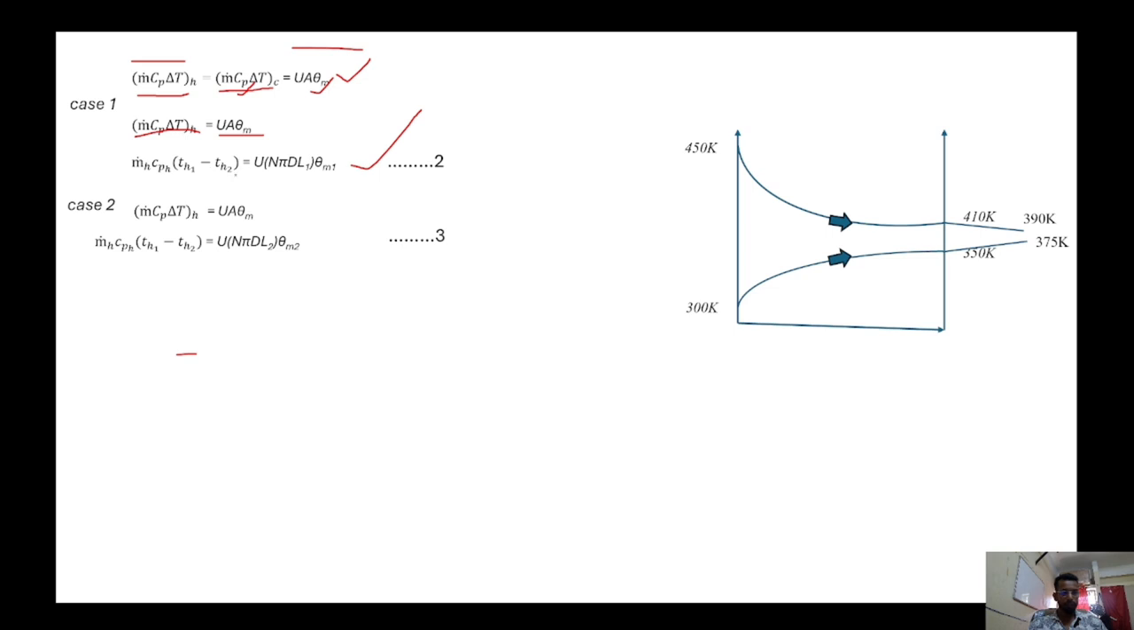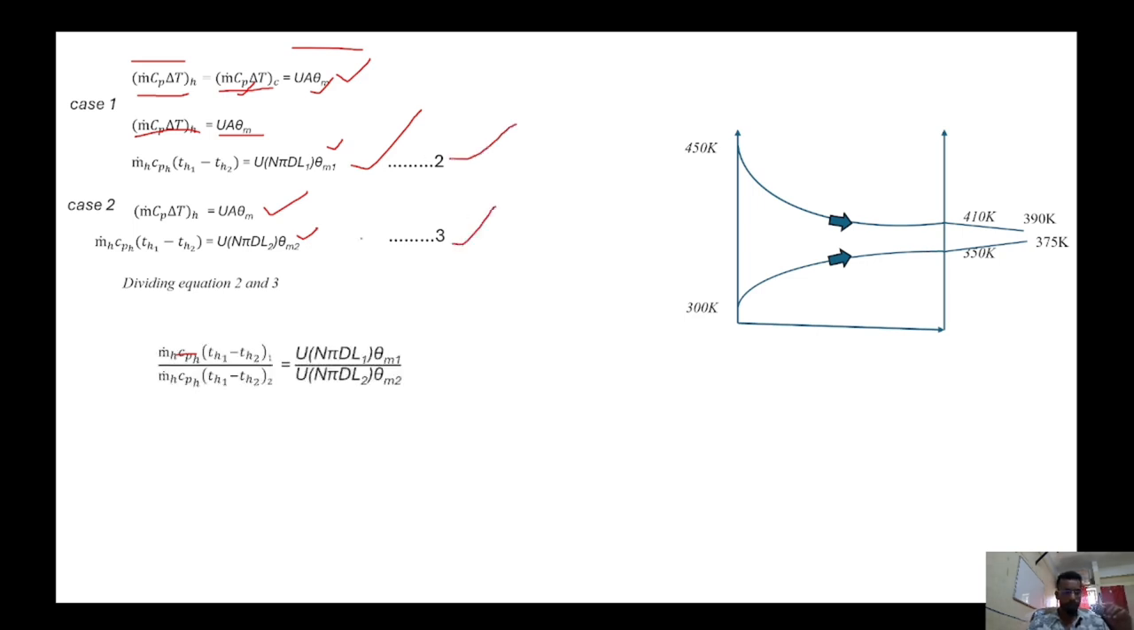mHCpH (TH1 minus TH2) is equal to U, n is the number of tubes, pi d L is the area of a tube, so n into the area is the total area of the tubes, into theta m1, right? In case 2, similarly, I am taking hot fluid, mHCpH (TH1 minus TH2) U n pi d L2, here L2 comes because the length will change, we have to find the new length, theta m2, right? Dividing equation 2 and 3, where 2 is this and 3 is this.